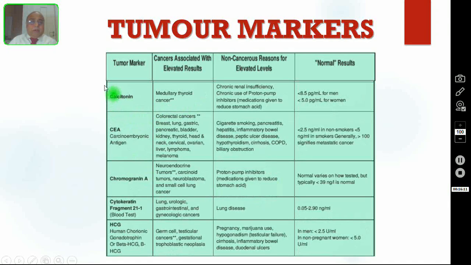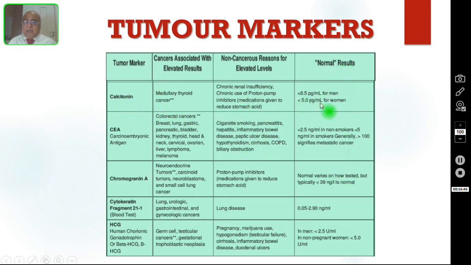Now the next tumor marker is calcitonin. So this is elevated only in medullary thyroid cancer. That is very good. It is specific. It is also elevated in non-cancerous conditions like chronic renal insufficiency, chronic use of proton pump inhibitors, medication given to reduce the acid in the stomach. So the PPI. So in this usage also the calcitonin will be elevated.